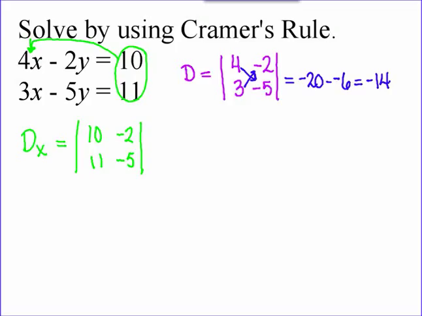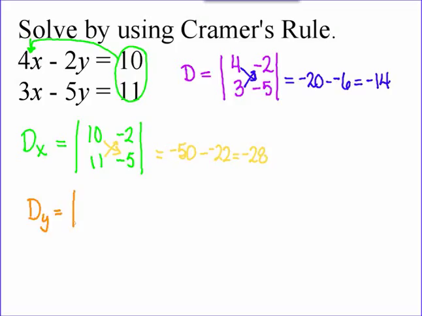So now I need to find dx. To find dx, I'm going to multiply on the diagonals. So I get -50 on this diagonal, minus, so my answer is -28, good. So that's dx. Now what we need to do is find what? dy.